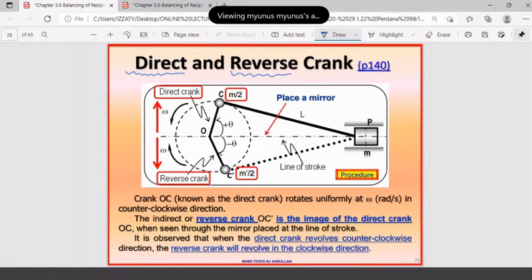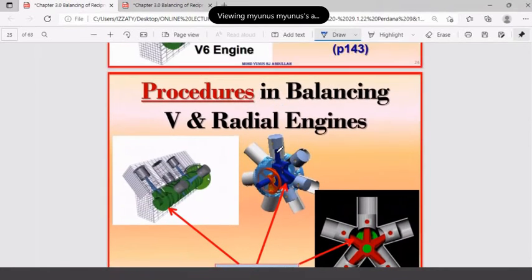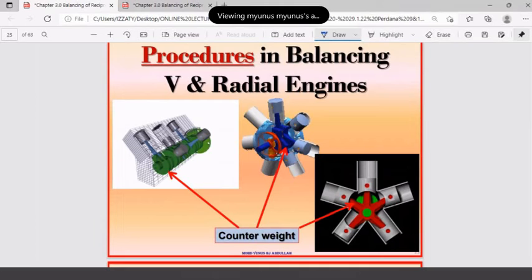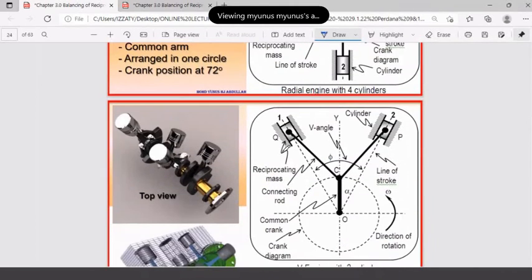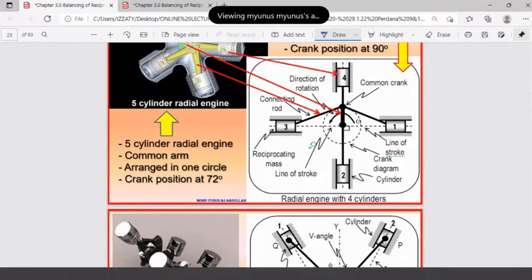So what is the direct crank? Listen up very carefully. The direct crank is the actual crank. So put it here, this one is the actual crank. If you're talking about this one, this is the actual crank.